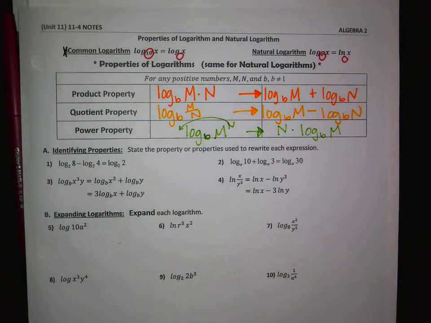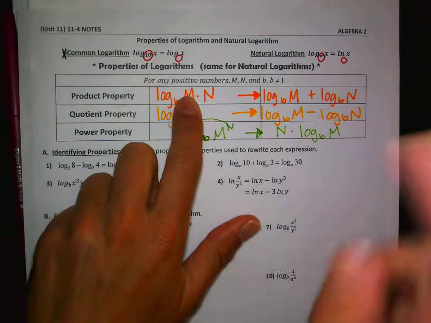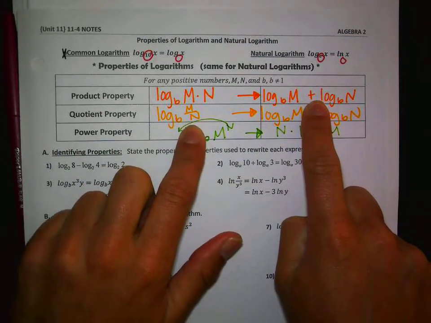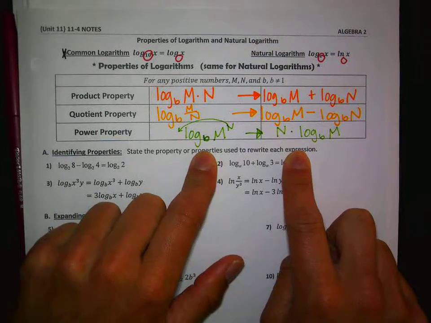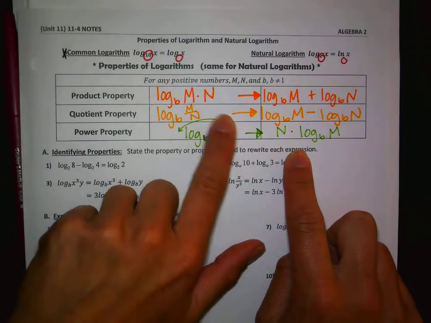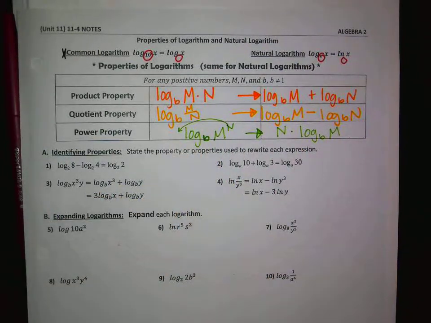So the product and the quotient are pretty similar. If it's a multiplication, you split it up with an addition. If it's a division, you split it up with a subtraction. And then this power property just means that if you have an exponent, we're going to stick it in front of the log and we're going to multiply.